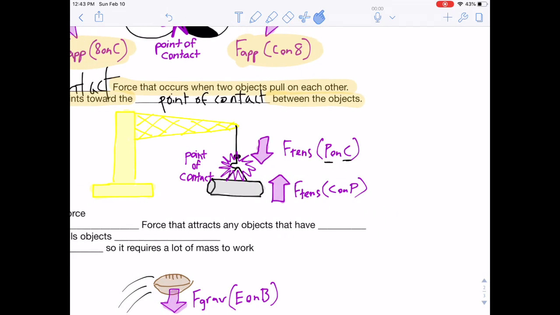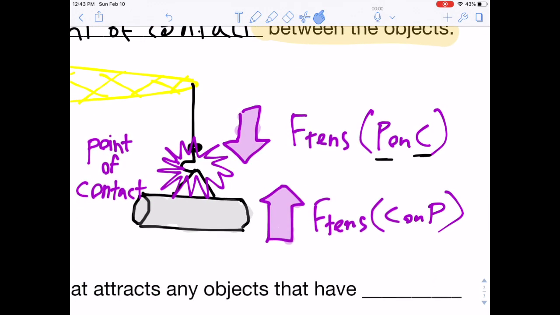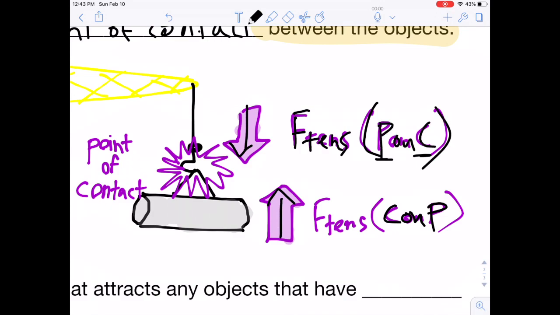For example, we have this crane picking up this pipe, and if I was going to draw this, this is the arrow that represents the upward force of tension of the crane on the pipe. This downward arrow represents the force of tension of the pipe on the crane. So when we're thinking about a force of tension, this one makes sense. The crane is lifting up that pipe, so that pipe must feel an upward force coming from that crane.